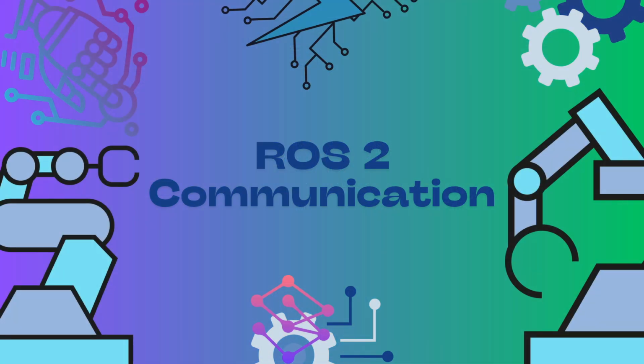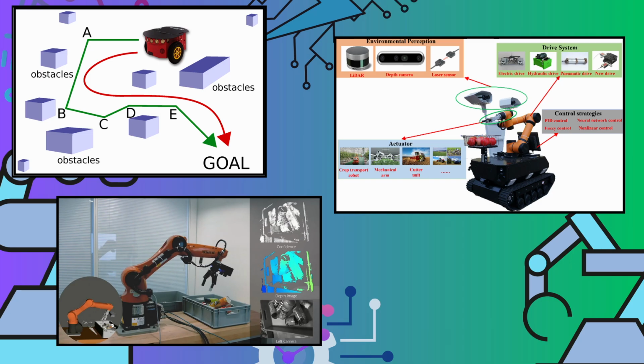Today we are diving into one of the most important topics in modern robotics: communication in ROS2. If you've ever wondered how robots make all their parts talk to each other, how controllers make decisions, and how planners coordinate everything, this video is for you. We will explore how ROS2 makes all that possible through its communication models.